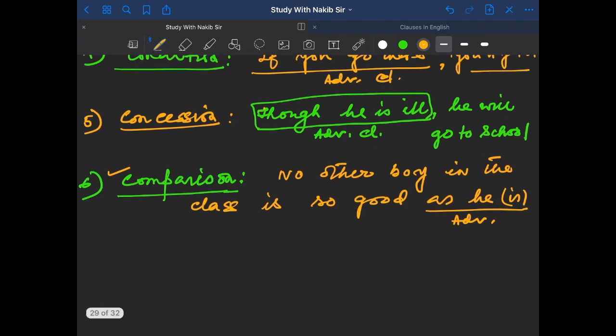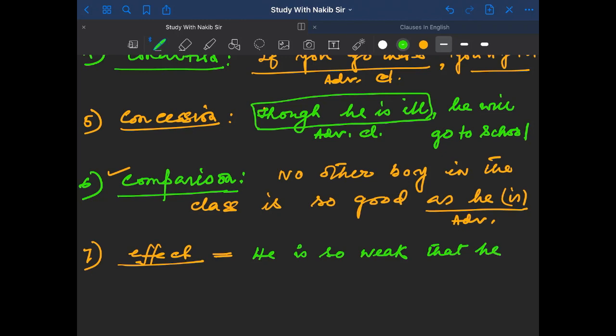Number 7. An adverb clause is a clause that indicates sometimes an effect. What is the example? What is the sentence? See, he is so weak that he cannot walk. He is so weak that he cannot walk. This is the effect, and this is the cause, the principal clause. So it is an adverb clause expressing the effect.